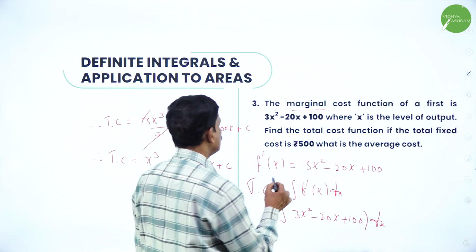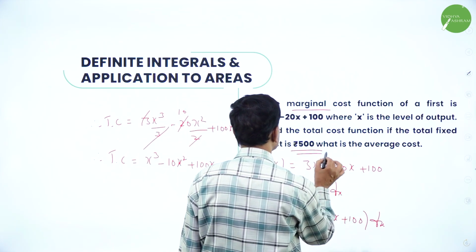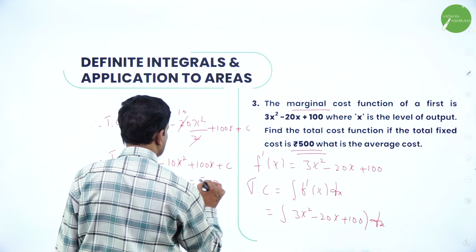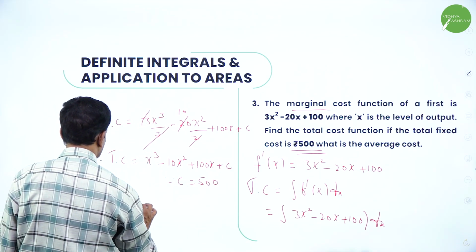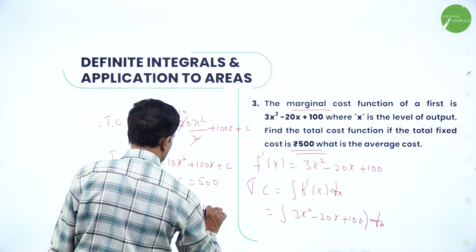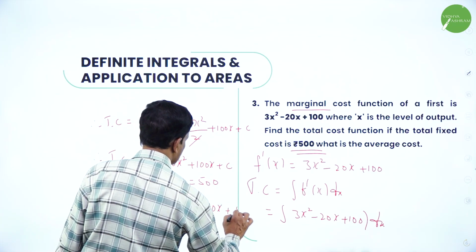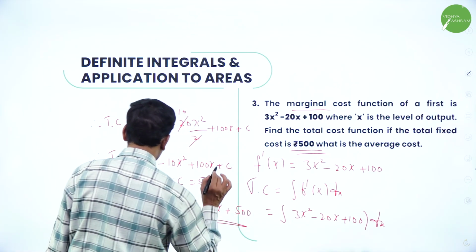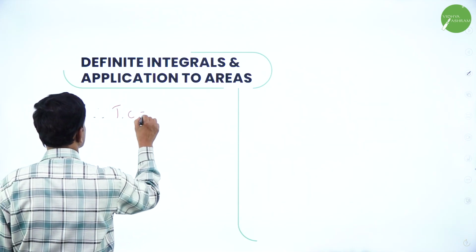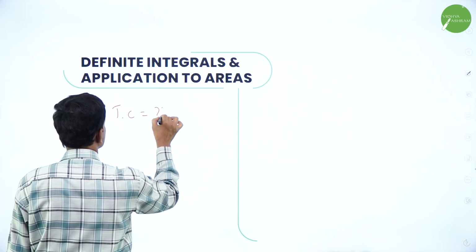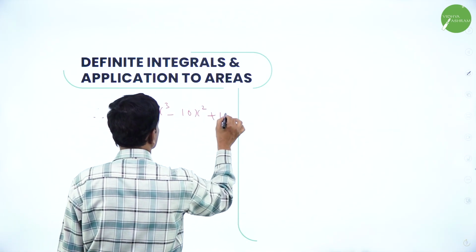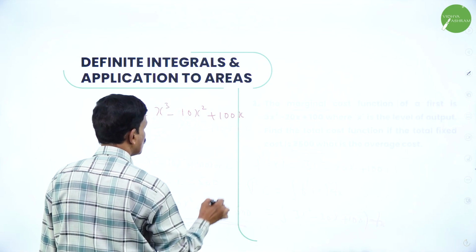But what is given? The total fixed cost is 500, so c is equal to 500. Substitute here. So therefore the total cost is equal to x cube minus 10x square plus 100x plus 500. This is the total cost, right? So therefore the total cost is equal to x cube minus 10x square plus 100x plus 500.